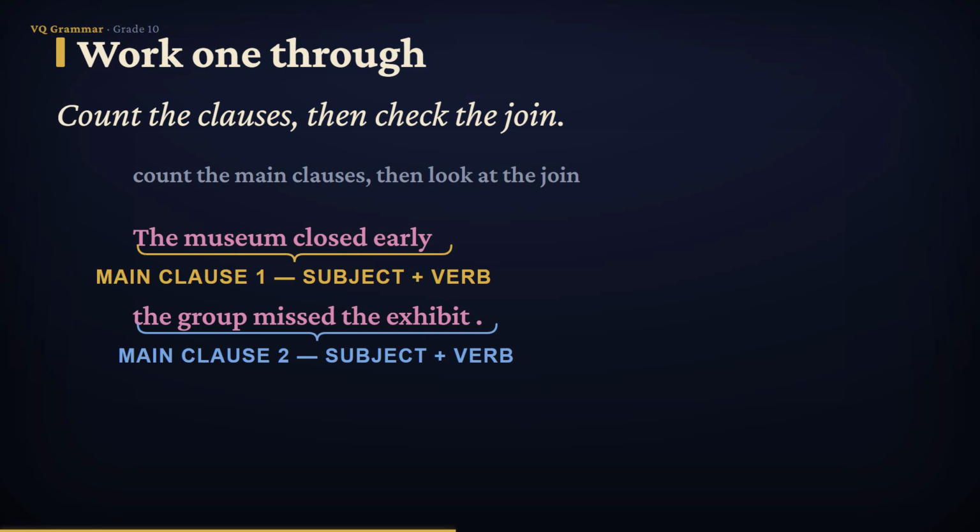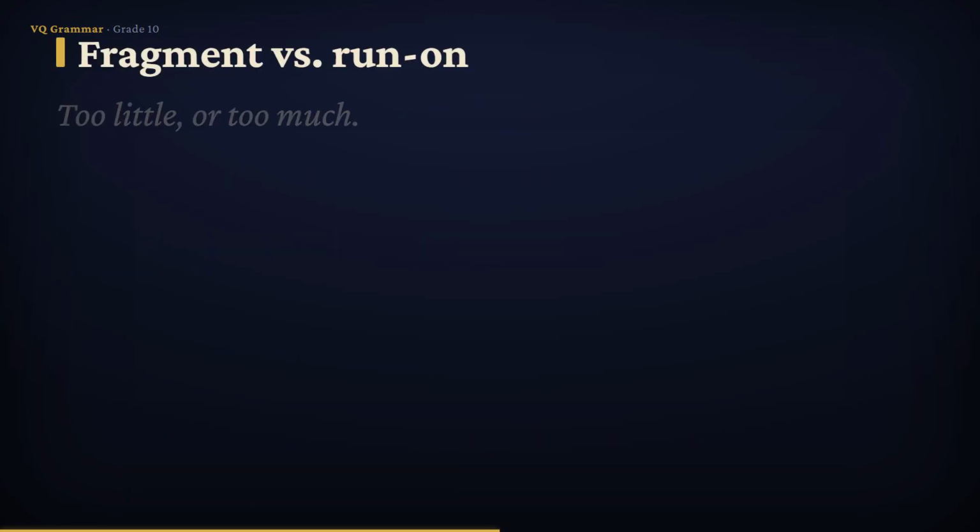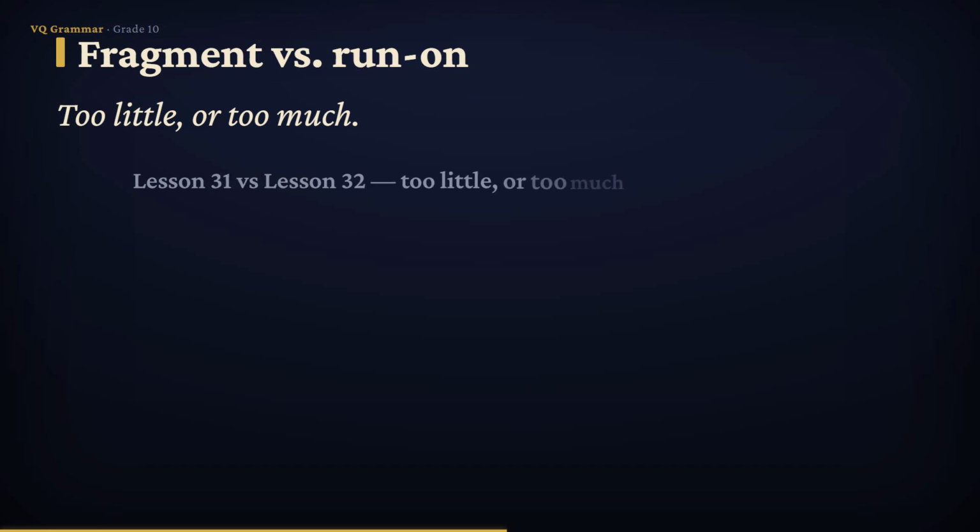2 main clauses. Now step 2, what joins them? Look hard. Nothing joins them. No punctuation, no conjunction, nothing at all. So this is a fused run-on. Let's repair it with a semicolon. The museum closed early; the group missed the exhibit. Now each thought has its own space, and the reader knows exactly where the first one ends. Before we practice, let's set the last 2 lessons side by side, because they are mirror images of each other.